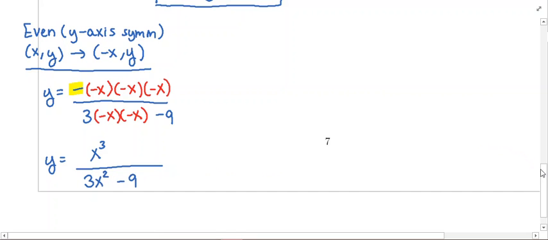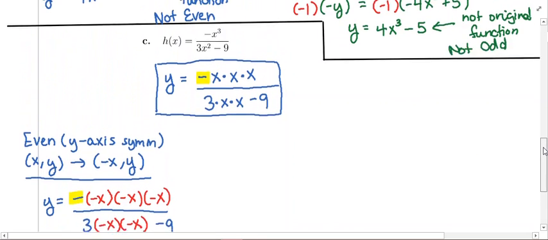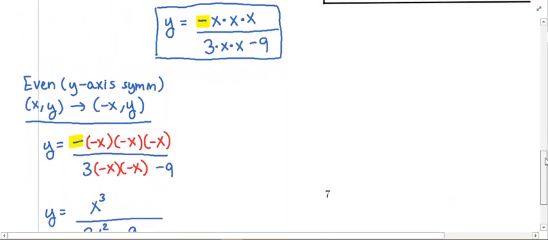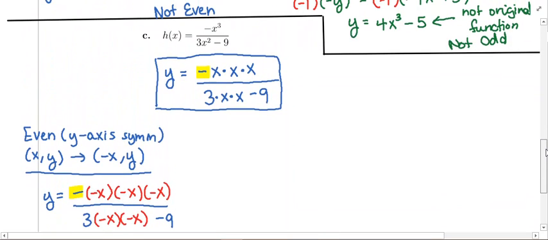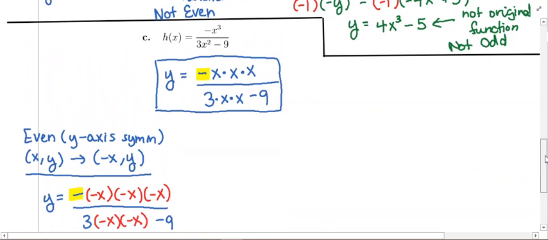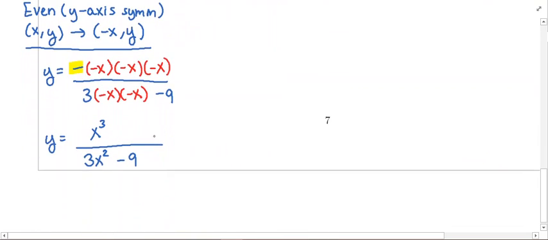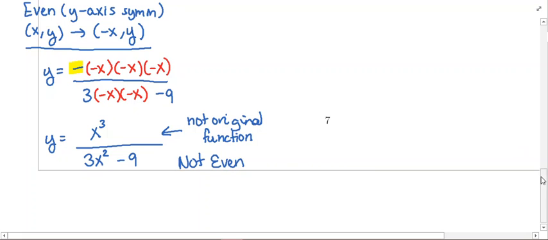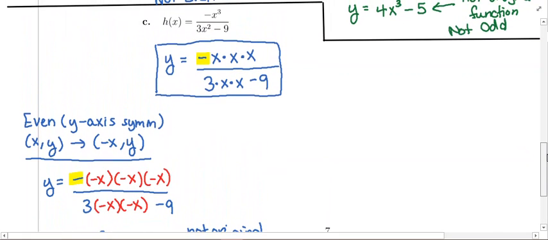We are simplified here. Let's compare it to the original function. In the original function, you can see the denominators are the same. They're both 3x squared minus 9. The numerators are different. We've simplified here and we ended up with positive x cubed, but in the original function, it was a negative x cubed. So this is not the original function. We can conclude that this function does not have y-axis symmetry. It is not even.